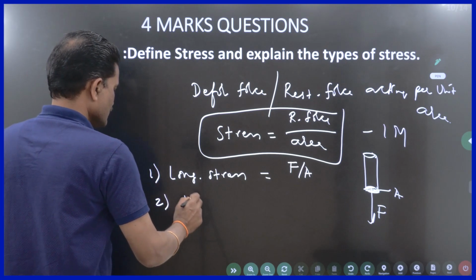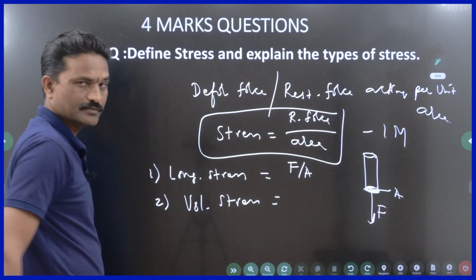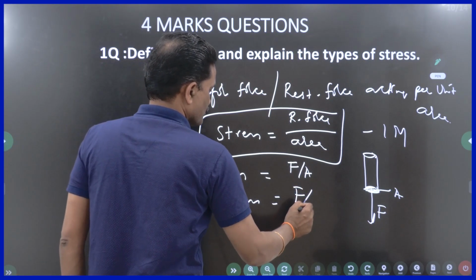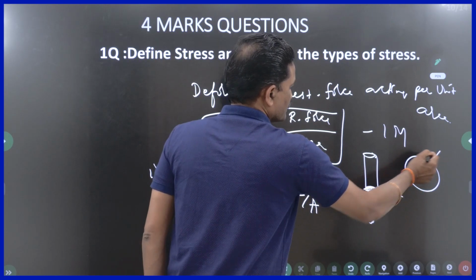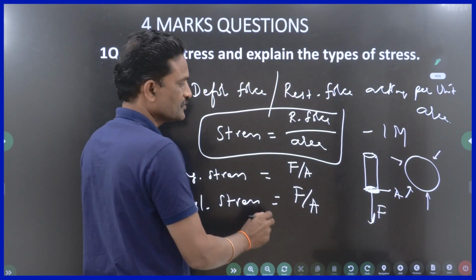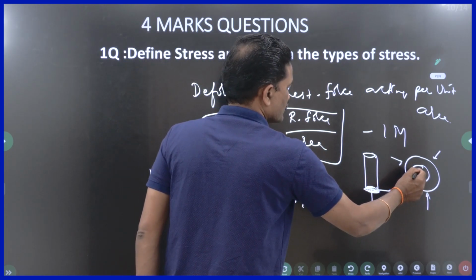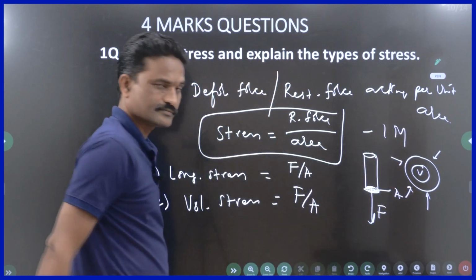The second one is volume stress. So it is bringing change in the volume. For this also F by A. If you want, you can draw a diagram of a ball. You are applying force. This is the resultant force. Because of this, its volume is decreased and the area is the surface area.